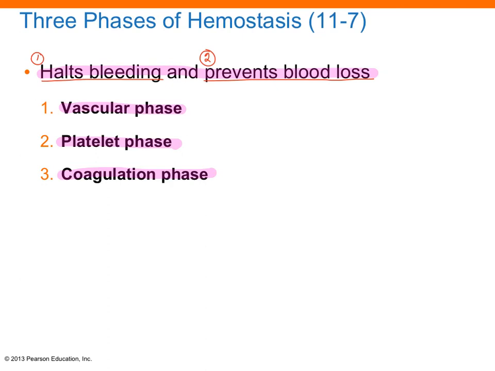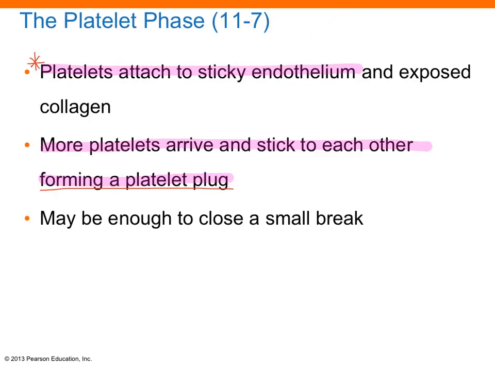There are three phases of hemostasis. One, it halts bleeding, and two, it prevents blood loss. The three phases are the vascular phase, the platelet phase, and the coagulation phase. In the platelet phase, the platelets attach to the sticky endothelium, and more platelets arrive and stick to each other to form a platelet plug. This may be enough to close a small break in the skin.